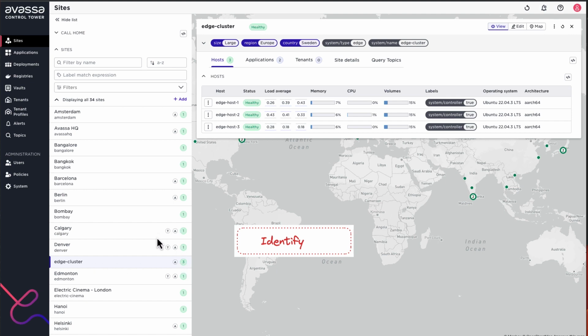There's also very important contextual information. Do I have applications running on a site? Do I have tenants assigned to a site? That's important because if you have an issue on a site where you have an application, that's much more important than, for example, Bombay here where you have no application, so an issue there is not so critical.